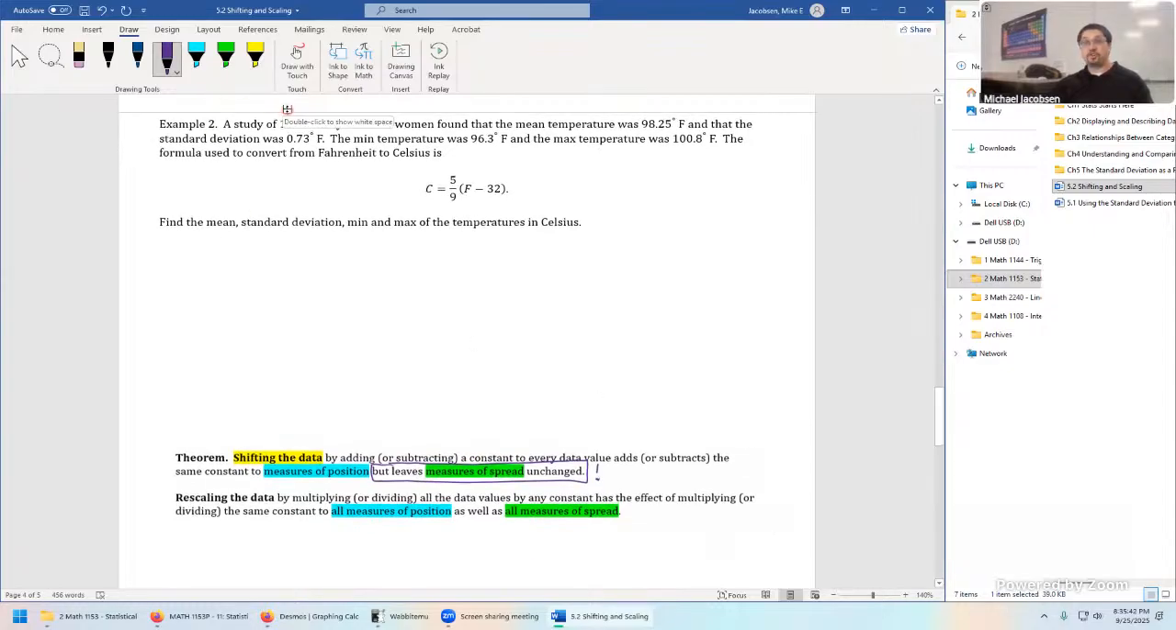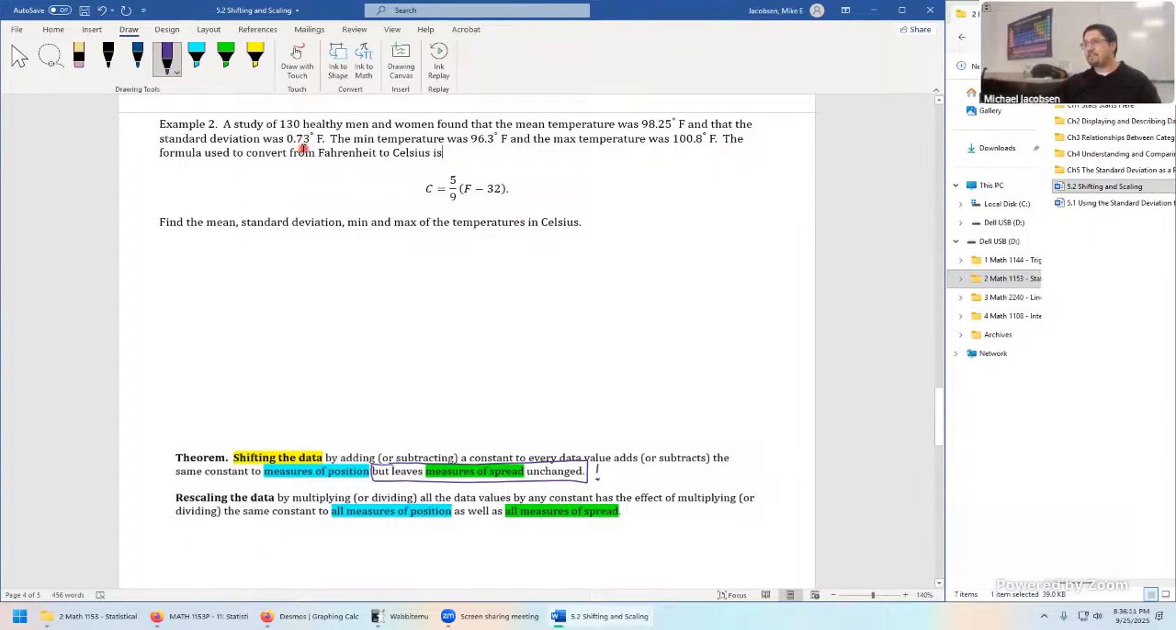Here's a study of 130 healthy men and women, and in that study, they found that the mean temperature was 98.25 degrees Fahrenheit when they measured body temperatures. Standard deviation was 0.73 degrees Fahrenheit, so not a lot of spread. There's also information on the minimum temperature. Maximum temperature is concerning. Someone might have had a fever, infected people, who knows? Maybe that's their normal body temperature. They're just an unusual person.